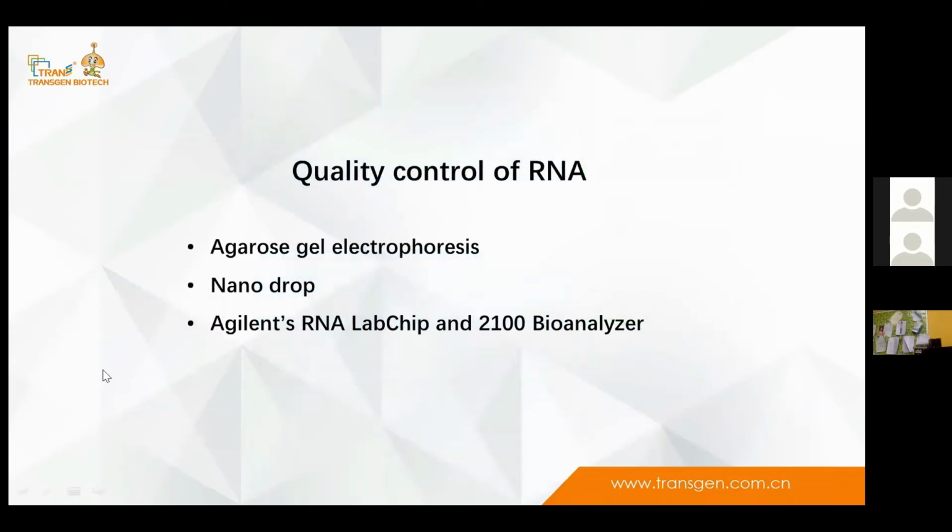When we get the RNA, quality control of the RNA is very important. We have three different ways to do the quality control. The first one is agarose gel electrophoresis. The second one uses the machine we call the NanoDrop. And the third one uses the Agilent RNA LabChip and the 2100 Bioanalyzer. These machines can be used to detect the RNA's integrity.